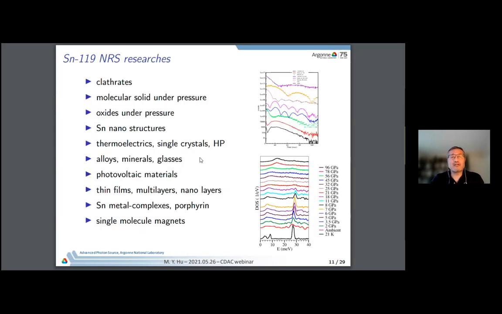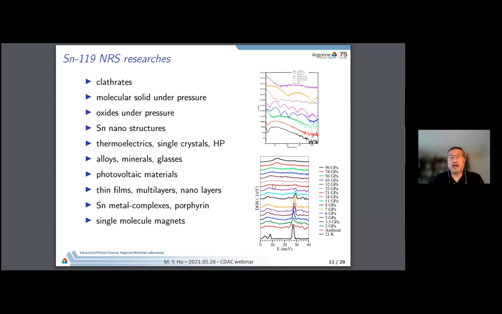And this is a sort of random list of what is mostly done at sector 30 with the tin resonance. As you can see, they span many areas and many kinds of material forms: films, nanoparticles, and all kinds from molecular materials to solids. And then under pressure, of course.